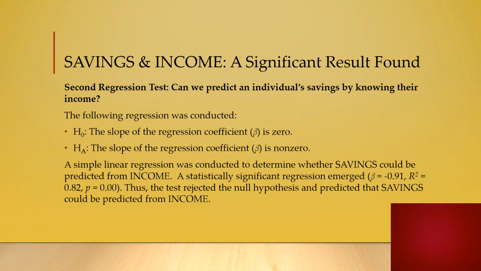A simple linear regression was conducted to determine whether savings could be predicted from income, and we found that that was true. A statistically significant regression emerged with the value of a negative 0.91, an R-squared value of 0.82, and a p-value of 0. Thus, the test rejected the null hypothesis, and we predicted that savings can be predicted from a person's income.